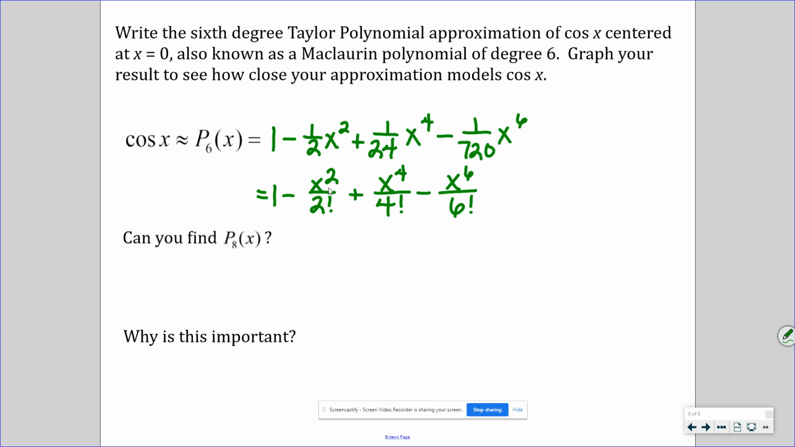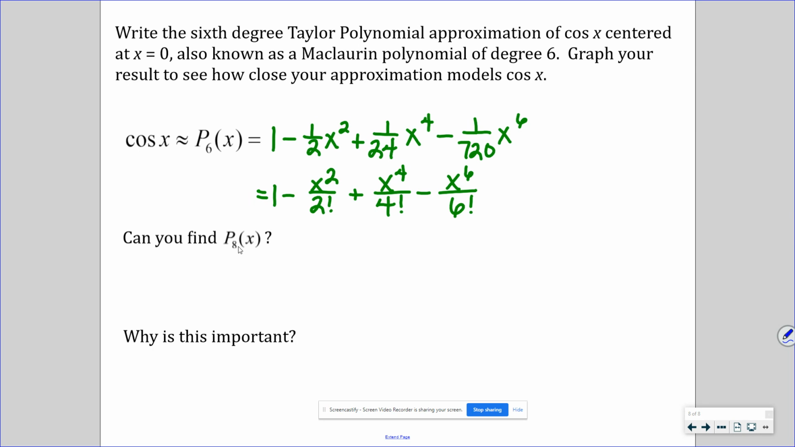So I see a pattern now. I see that the exponents on top are increasing by 2 and that they're all even numbers. And I also see that the bottoms are all factorials and the bottoms actually match the exponent. So it says cosine is equal to p sub 6 of x. That just means a 6th degree polynomial, which is what we have because the highest power is 6.